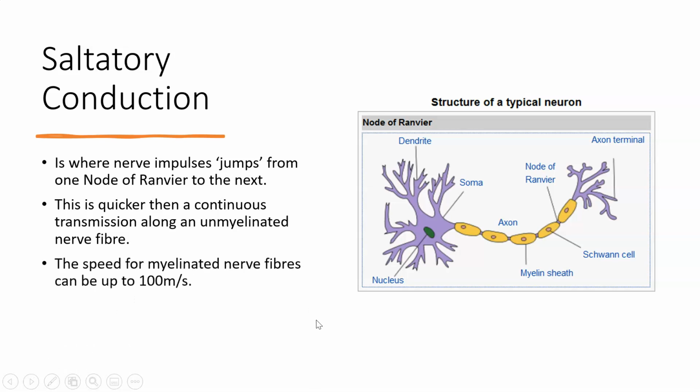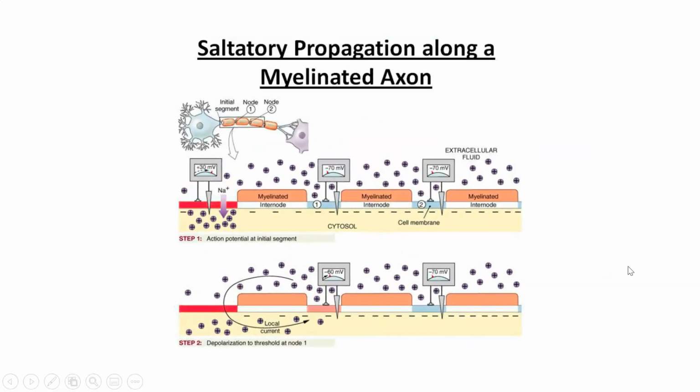Now the speed for myelinated nerve fibers is 100 meters per second. Just now we were looking at 1 meter per second. So once we've got that myelination, we've increased the speed a hundredfold. Okay, let's have a look.